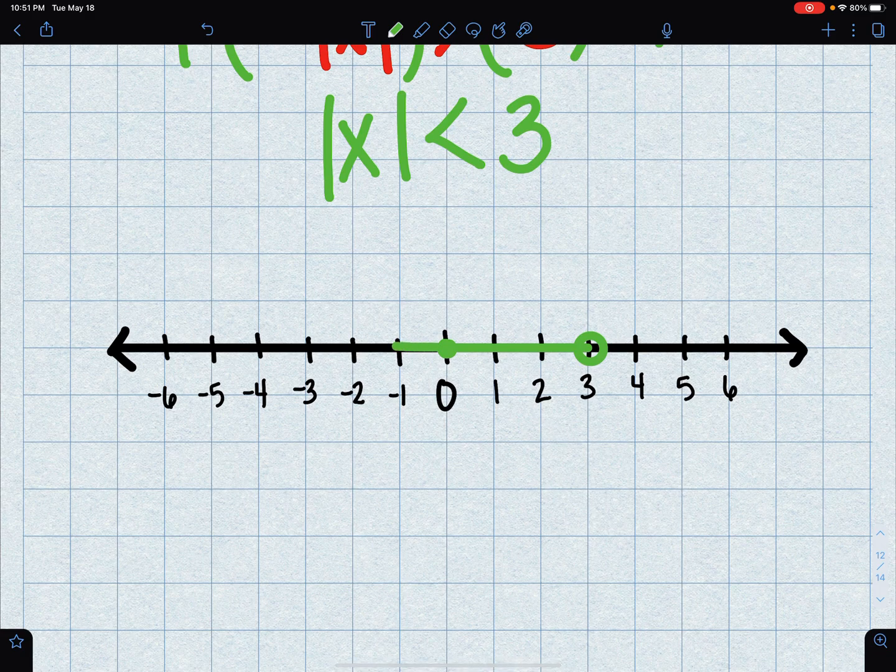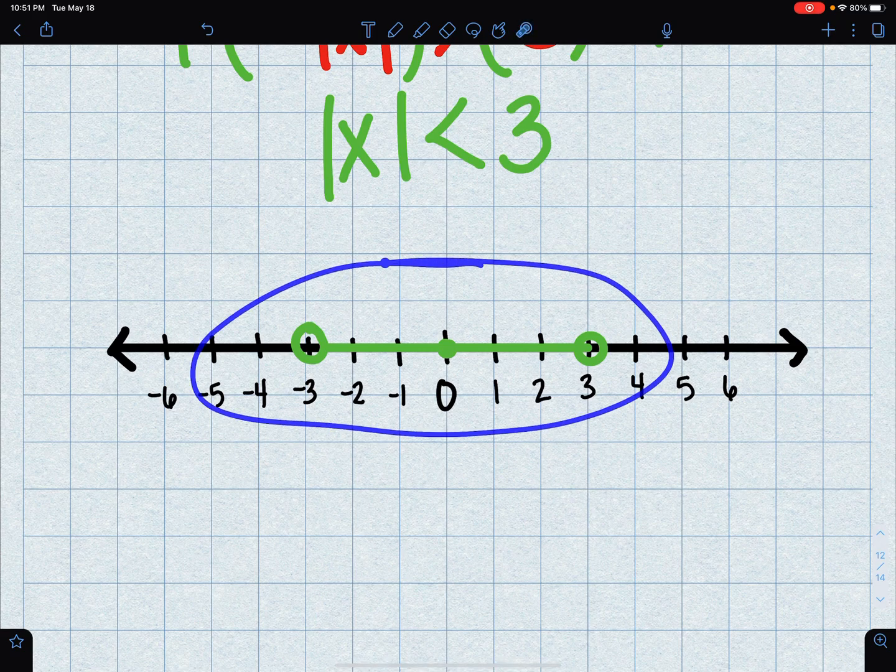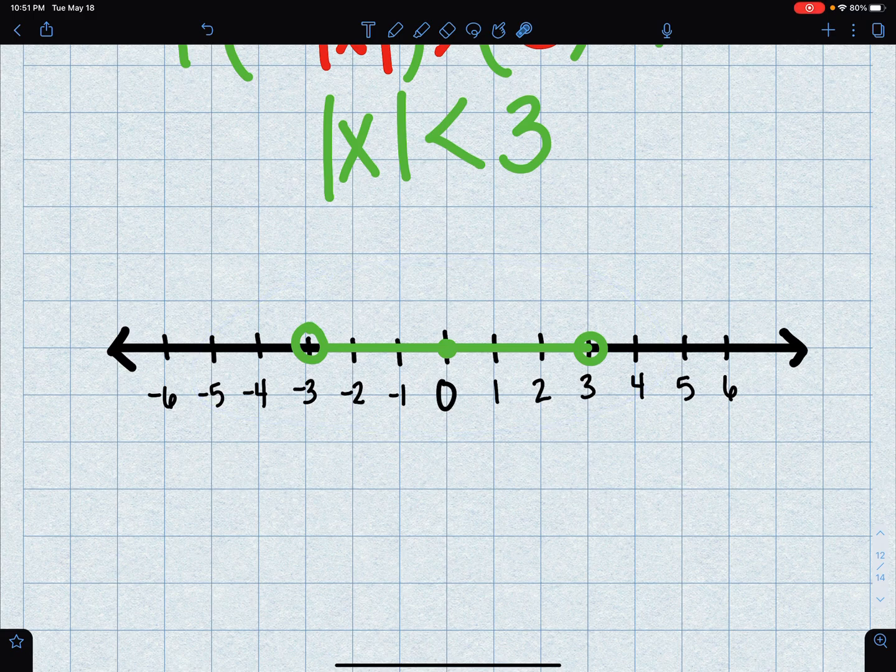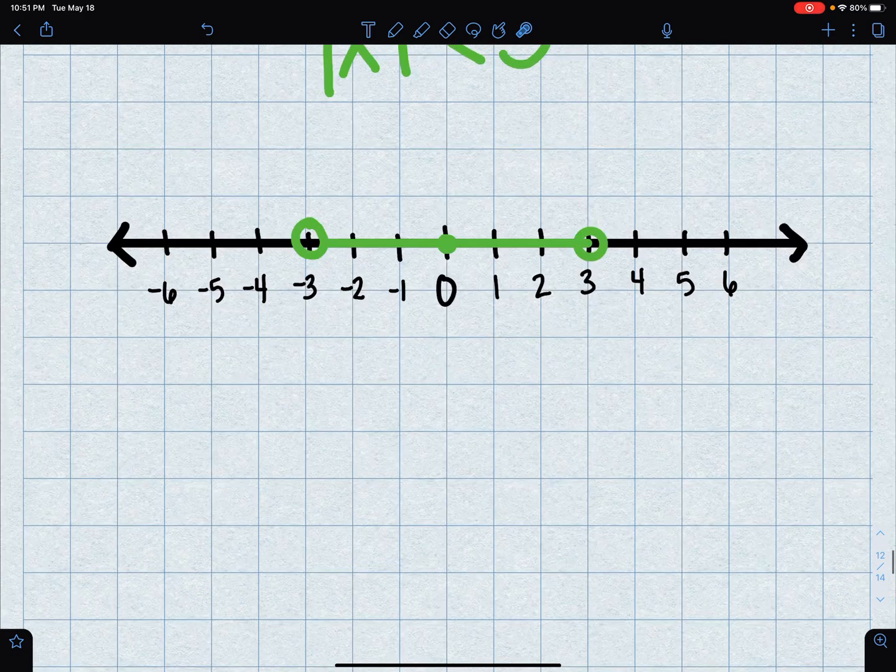Same thing on the other side. We're going to go all the way from 0 to -3. Okay, so make sure that this graph makes sense to you. If it doesn't, let me know, because otherwise you'll have trouble with these.